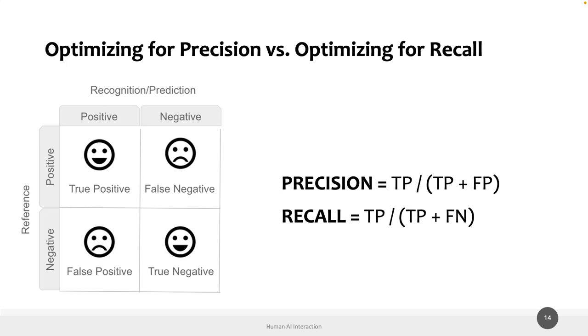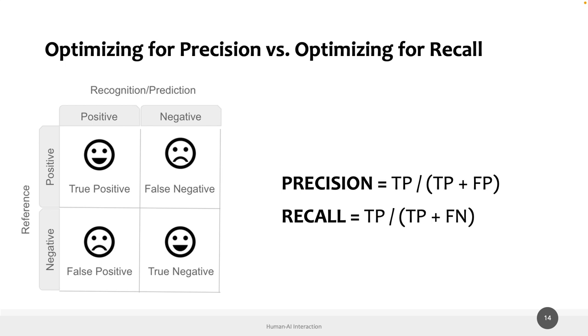Okay. Recall is the true elements with respect to all the real true elements, the predicted true elements that are in the real true, with respect to all the real true elements. Okay, these are the formulas, right?